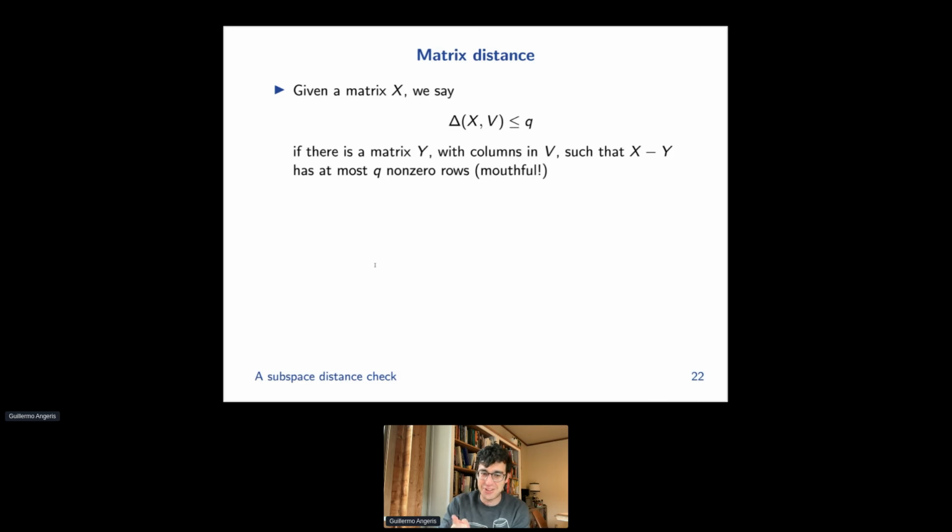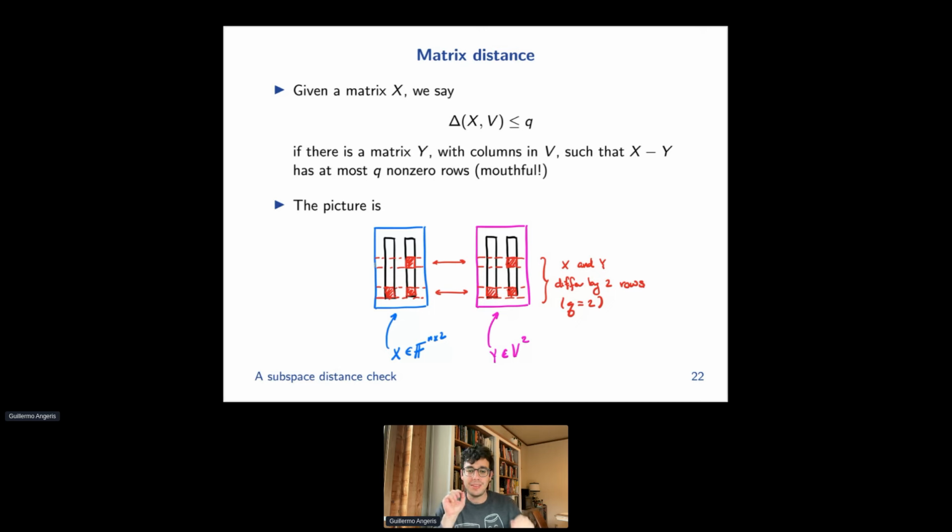Unfortunately, this definition is a bit of a pain, so it's worth parsing super carefully. I'm going to give a kind of pictorial version of this. What does the picture look like? Your claim is that the distance between some matrix X and some vector space V is at most Q. What does that mean?